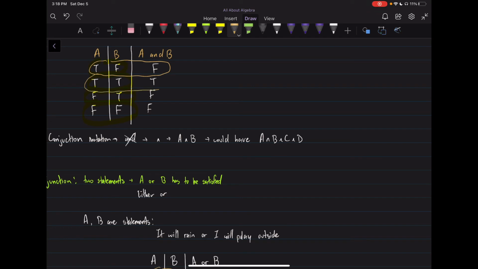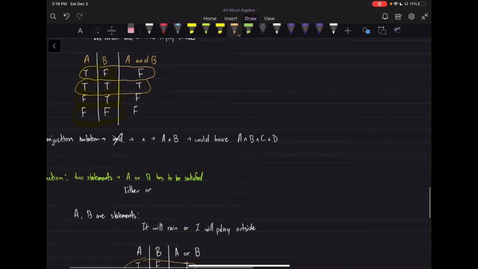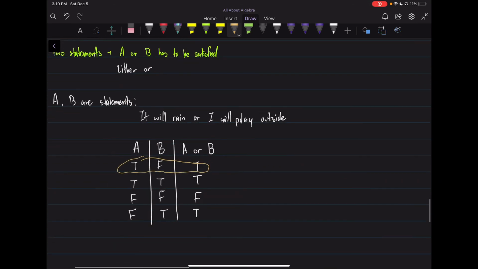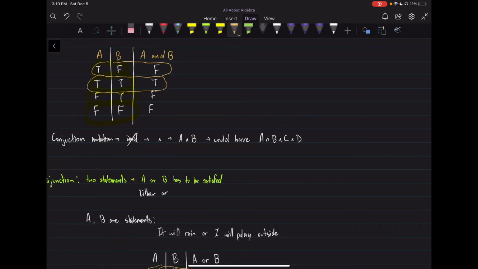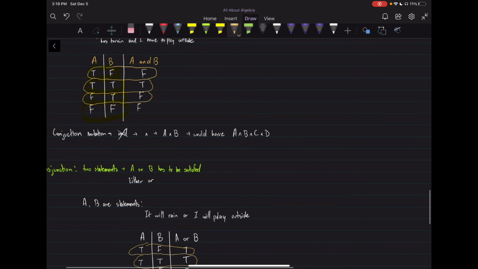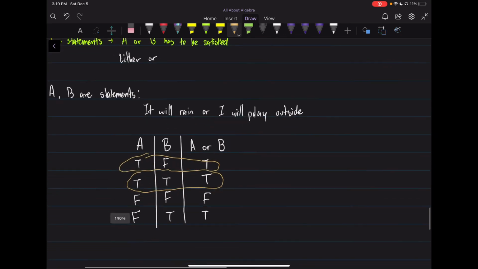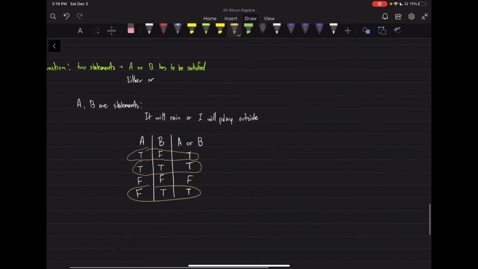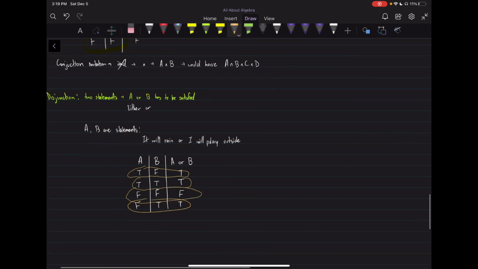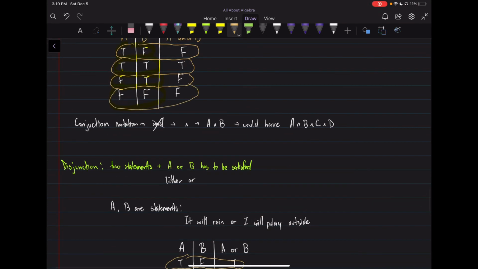Here, if A is true, B is true, then A and B is true. Here, if A is true and B is true, then A or B is true. Here, if A is false, B is true, then A and B is false. Here, if A is false, B is true, then A or B is true. And last case, if both A and B are false, then A or B is false. And here, it lines up.